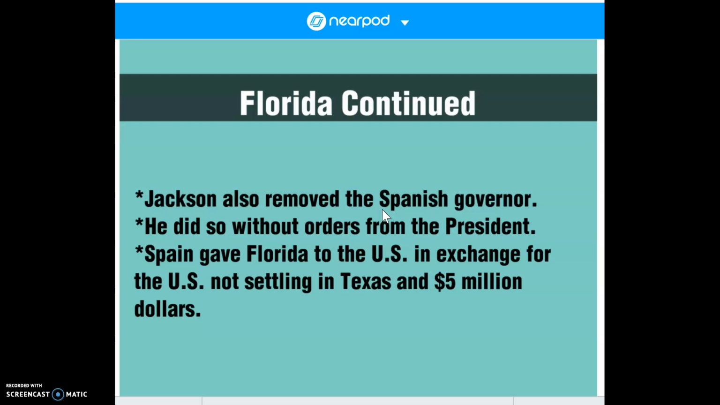So what happens? Well, Spain decides that they don't want to risk a public worldwide war with the United States, and so they basically negotiate with the United States and say, look, we'll give you Florida, but you need to give us a few things in exchange. And they decide that they want $5 million, and they want a promise from the United States that we will not settle in Texas, which at the time is part of Spanish territory. Well, we signed that treaty, and as you all know, we did not keep that treaty because Texas is part of the United States today.